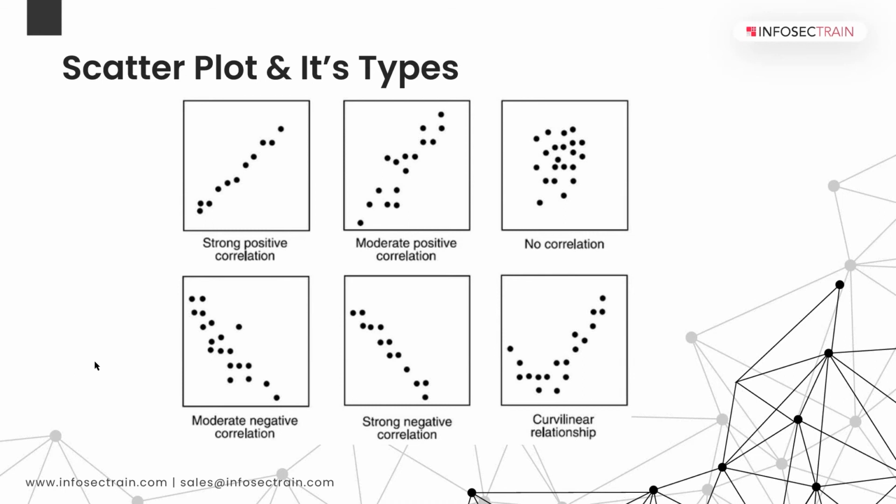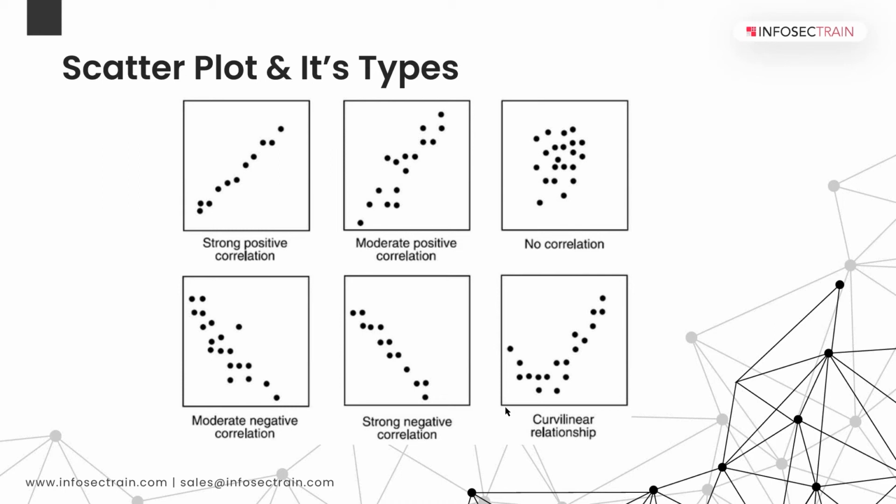If your data is going in a downward direction with moderate scatterness present, then the type of this scatter plot is a moderate negative correlation. And here you will see your data points are going in a downward direction, but very close to each other, in one line. Then you can say that there is a strong negative correlation.